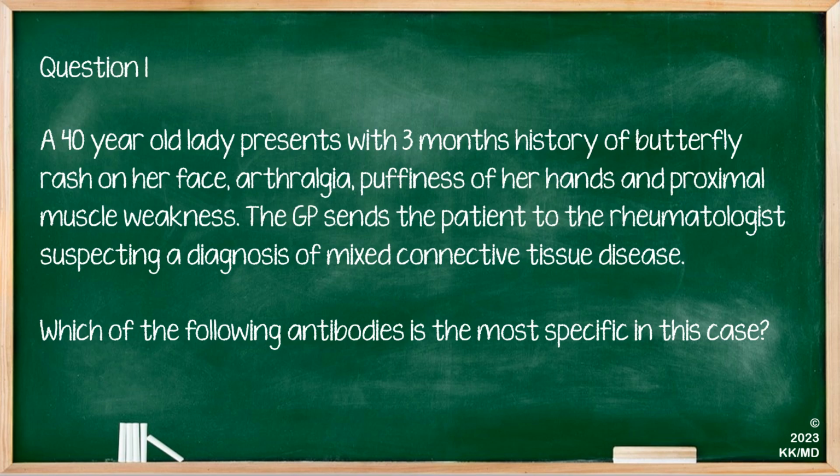So let's do some questions. Question 1. A 40-year-old lady presents with a 3-month history of butterfly rash on her face, arthralgia, puffiness of her hands and proximal muscle weakness. The GP sends the patient to the rheumatologist suspecting a diagnosis of mixed connective tissue disease. Which of the following antibodies is the most specific in this case? So the vignette is quite straightforward in the sense that it already gives you the diagnosis that the GP is suspecting, quite rightly so, in this patient.